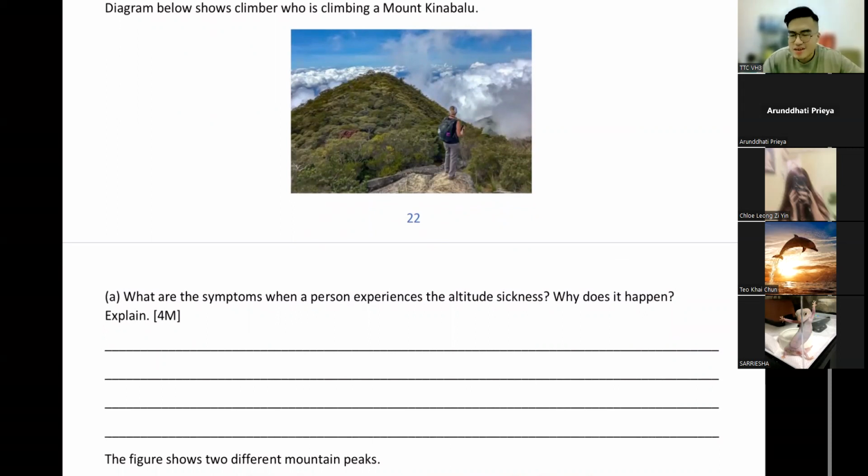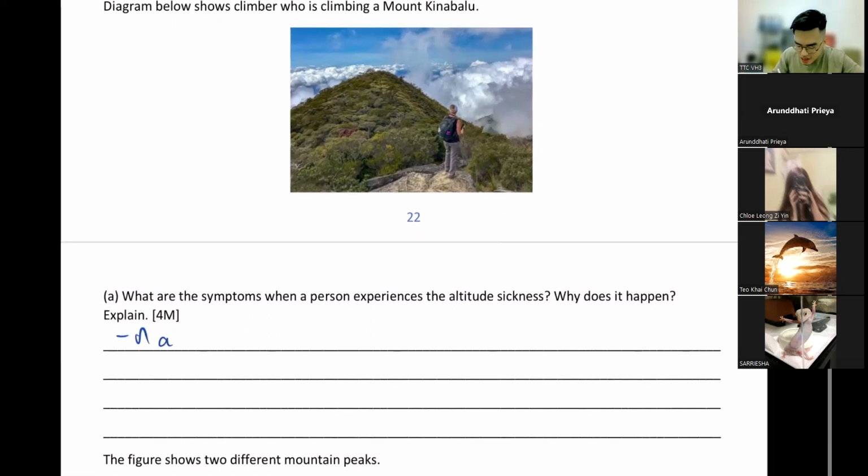When you have the breathing difficulty, what do you feel? You feel dizzy? Yes, dizzy. Increased heartbeat, I accept. When there's lack of oxygen, what do you feel? Okay, you can actually write one more. Nausea. Tired, I also accept. Or you can say nausea. You feel like vomiting.